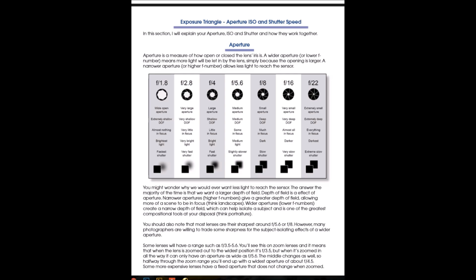Aperture is a measure of how open or closed the lens's iris is. A wider aperture, or lower f number, means more light will be let in by the lens, simply because the opening is larger. A narrower aperture, or higher f number, allows less light to reach the sensor.